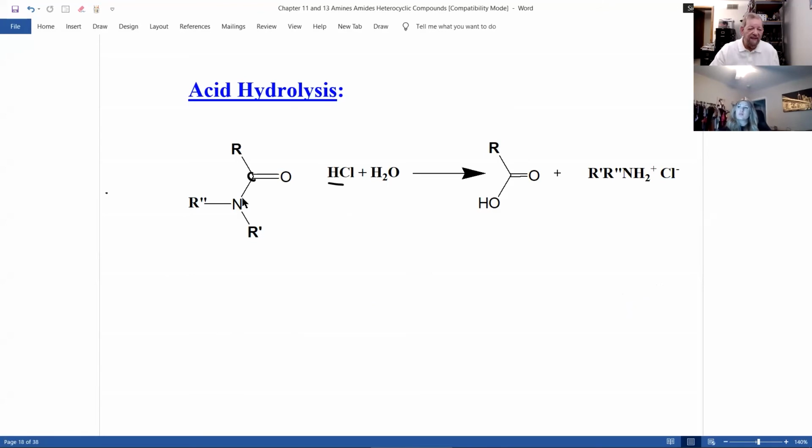You get reacted with water, you get back the carboxylic acid you would have used to make that amide, but you don't get the amine. Remember, amines are bases. In the presence of acid, you'll get the amine salt, and that's what you get. And let me write this again.